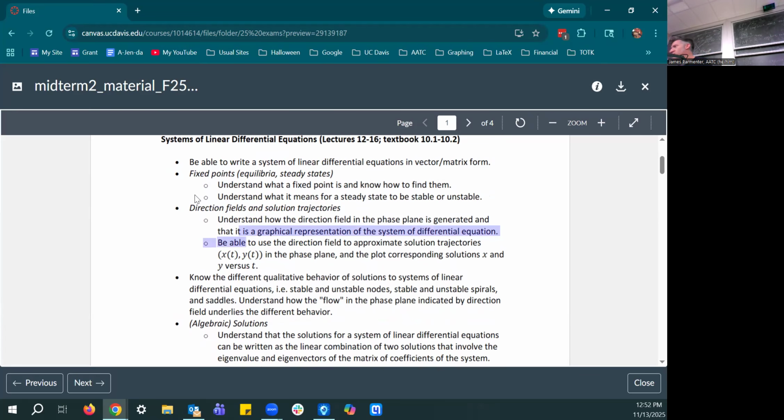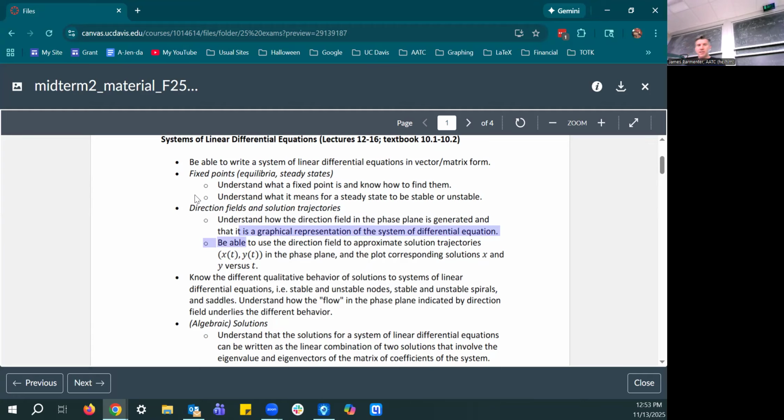Direction field. Understand how the direction field in the phase plane is generated and that it is a graphical representation of the system of differential equations. Interesting. Okay. I think the second part of this is a little more telling. Be able to use the direction field to approximate solution trajectories in the phase plane, and then plot corresponding solutions in x and y versus t. Okay, I can kind of see that being something.